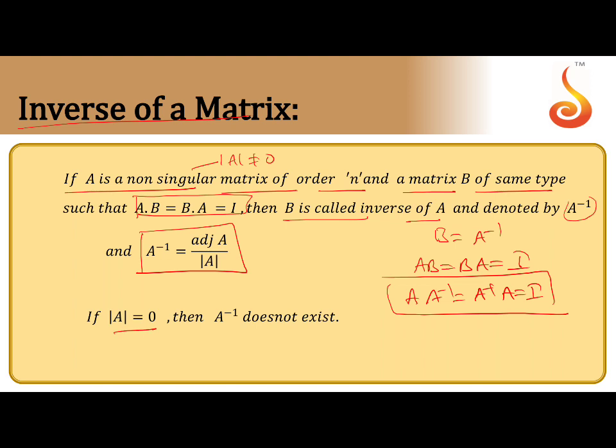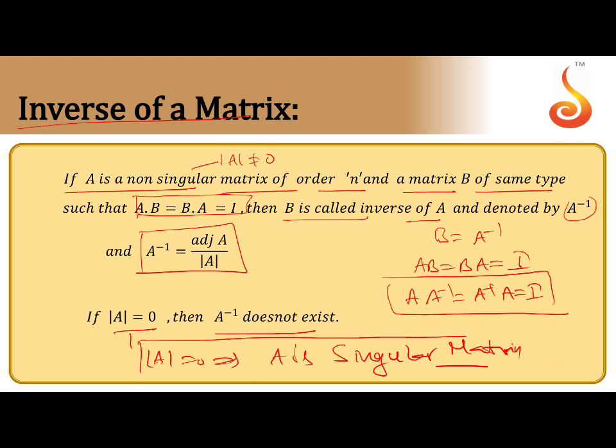If suppose det A is 0, then A inverse does not exist. So that means if det A equal to 0, A is a singular matrix. Just remember this one formula. Sometimes they give that the matrix is singular and ask to find the value of the unknown. Take det A equal to 0. If non-singular matrix, inverse exists. For a singular matrix, inverse does not exist. I hope this is clear.